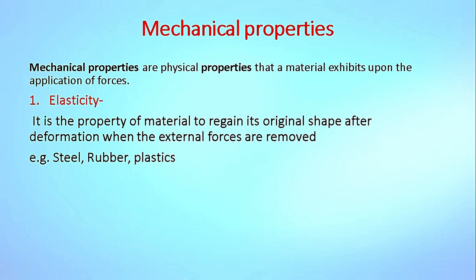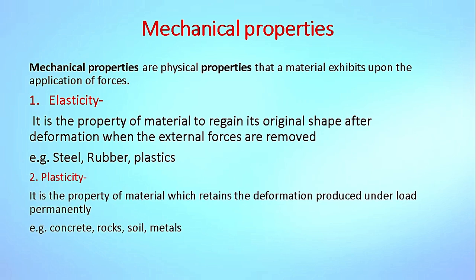The first mechanical property is elasticity. It is the property of a material to regain its original shape after deformation when external forces are removed. For example, if we stretch a rubber band, after releasing the load it regains its original shape. This property is called elasticity.